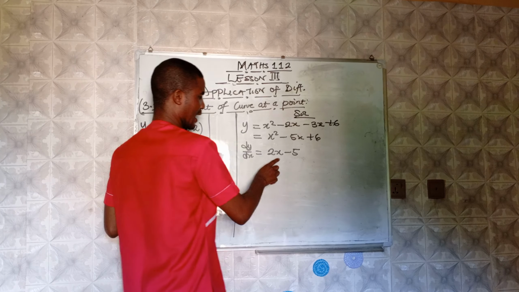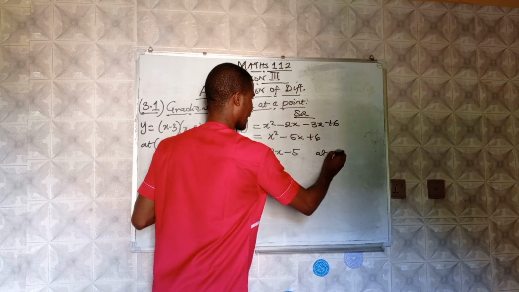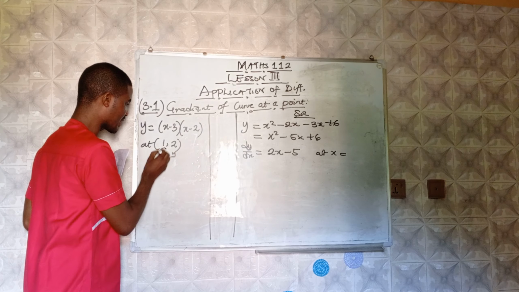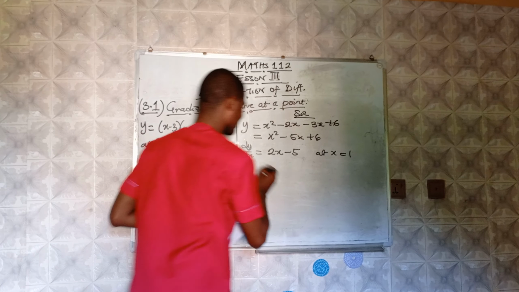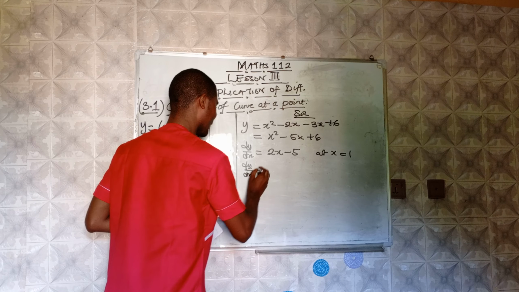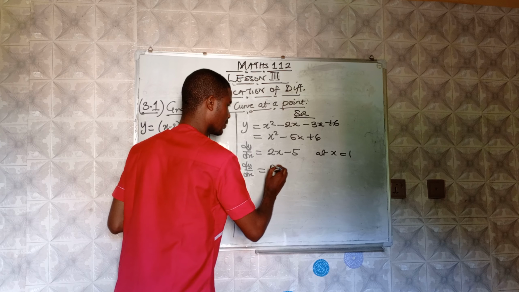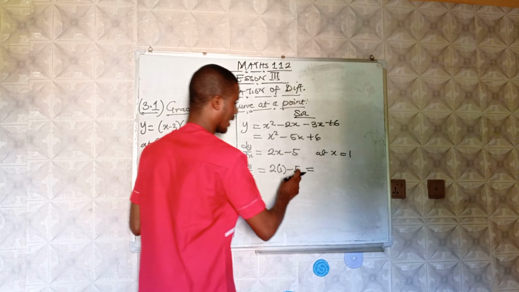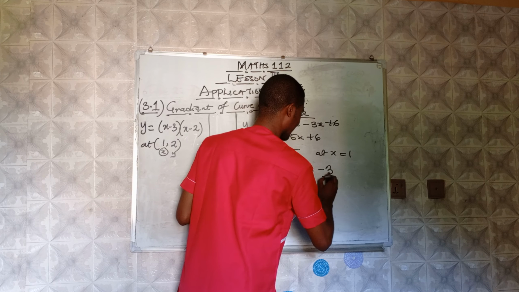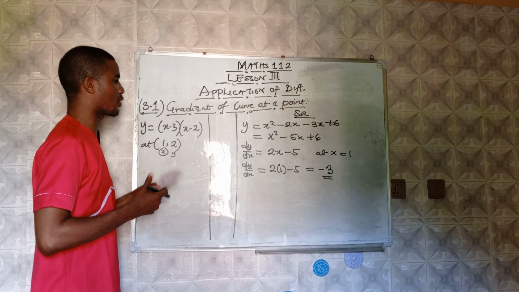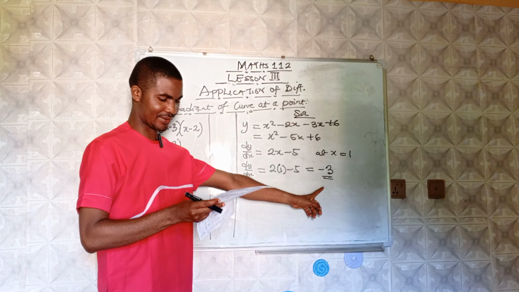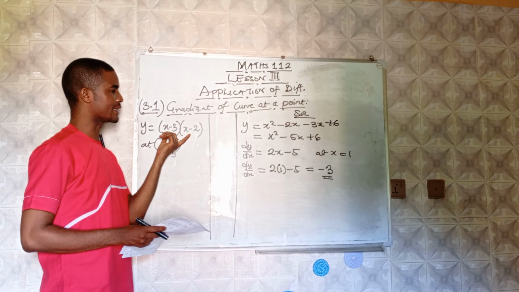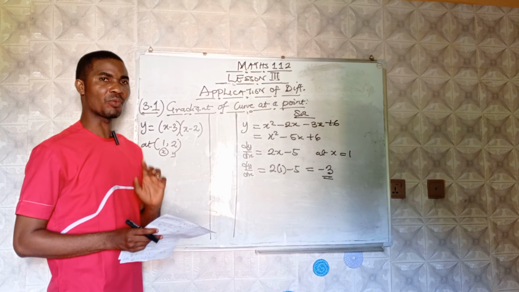Now, at x equals to 1, my dy/dx becomes 2 times 1 minus 5. 2 times 1 is 2, and 2 minus 5 is minus 3. And that becomes my slope, or you call it my gradient. So this is my gradient, the gradient of this function, or you call it this curve. So that is how we find slope.